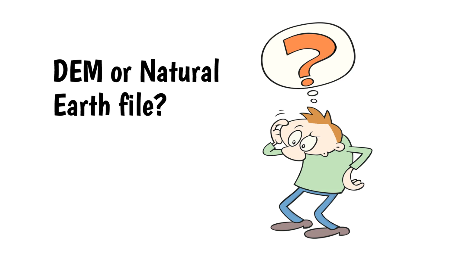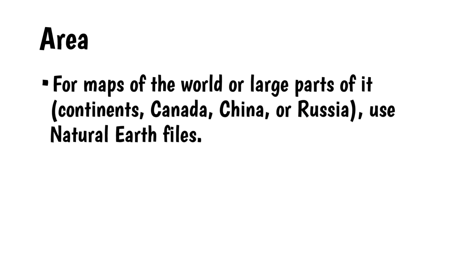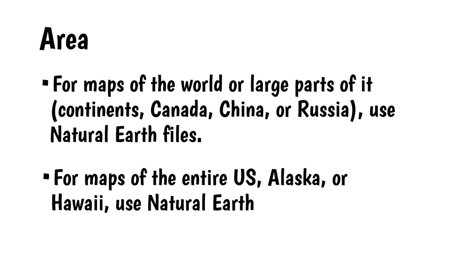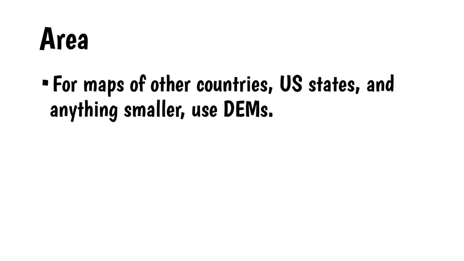Choosing between DEMs and Natural Earth files. If you're creating a map with shaded relief, should you use a DEM or a Natural Earth file? Here are some factors to consider. Area. This one is pretty easy. For maps of the world or large parts of it, continents, Canada, China, or Russia, use Natural Earth files, either the grayscale one or one of the colored ones. For maps of the entire U.S., Alaska, or Hawaii, use Natural Earth. There are 100-meter files for Alaska and Hawaii. For maps of other countries, U.S. states, and anything smaller, use DEMs.